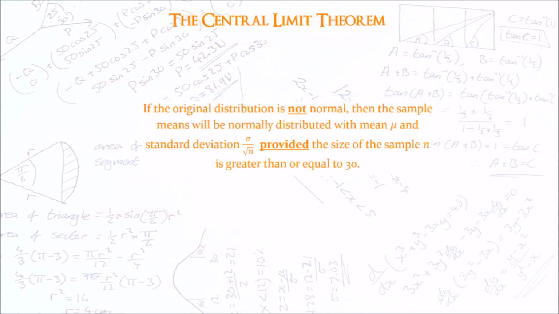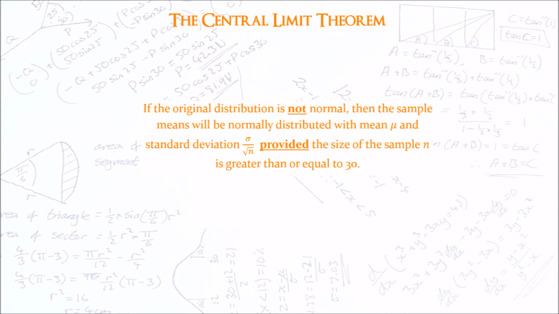The central limit theorem, although fundamental to all of statistics, is very difficult to actually understand, what is going on and why it works. But in a nutshell, it's this. If the original distribution is not normally distributed, then the sample means will be normally distributed, provided that the sample size is greater than or equal to 30. And in this case, the standard deviation actually changes. It's sigma over root n.